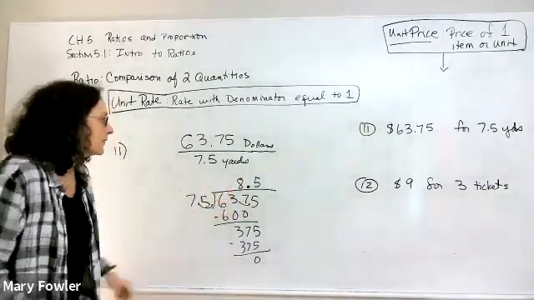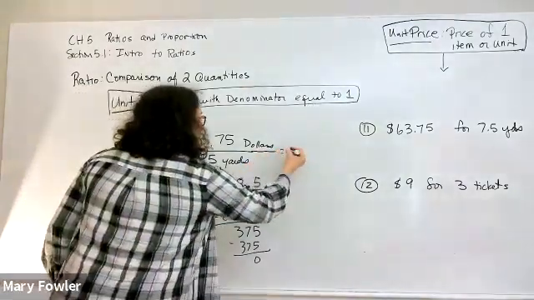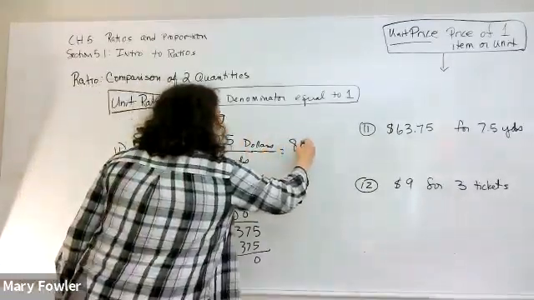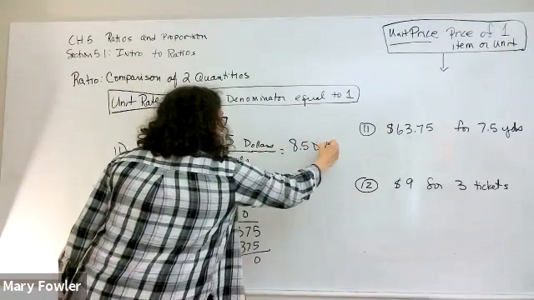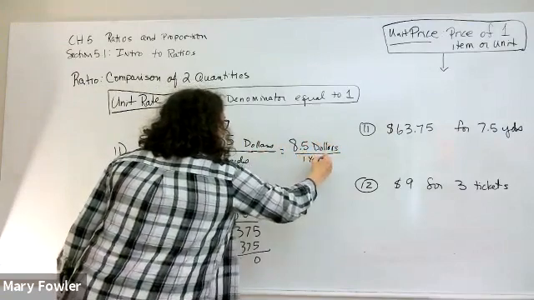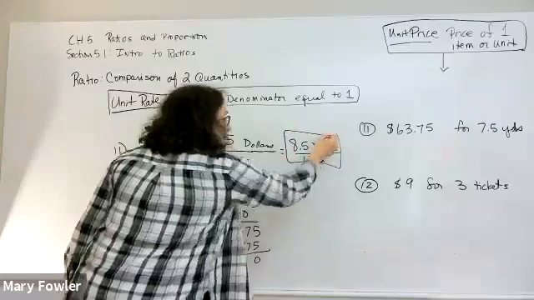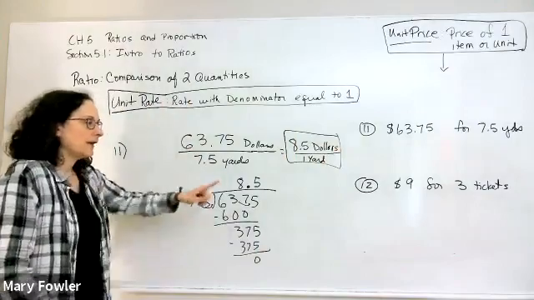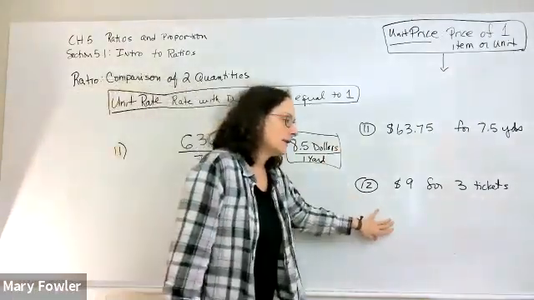And what I get is 8.5. So what I have for my unit price is $8.5 per 1 yard. So 1 yard of trim is costing $8.5. All right, we're going to go ahead and try the other problem.